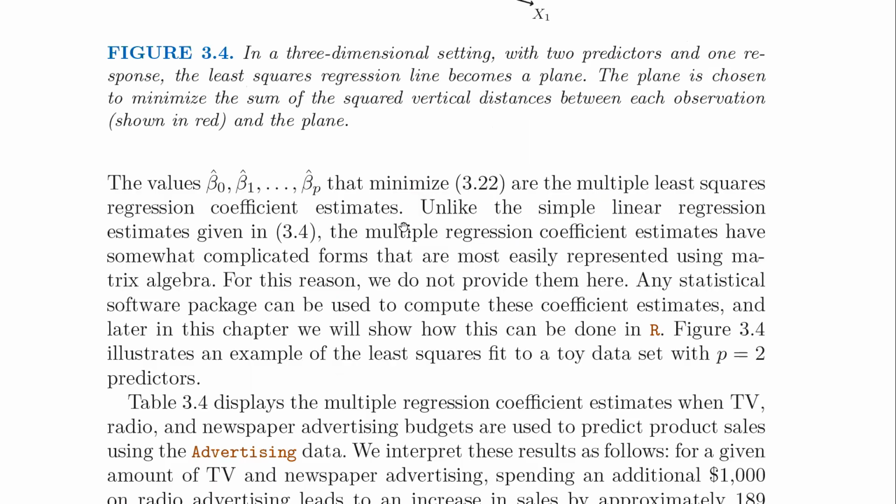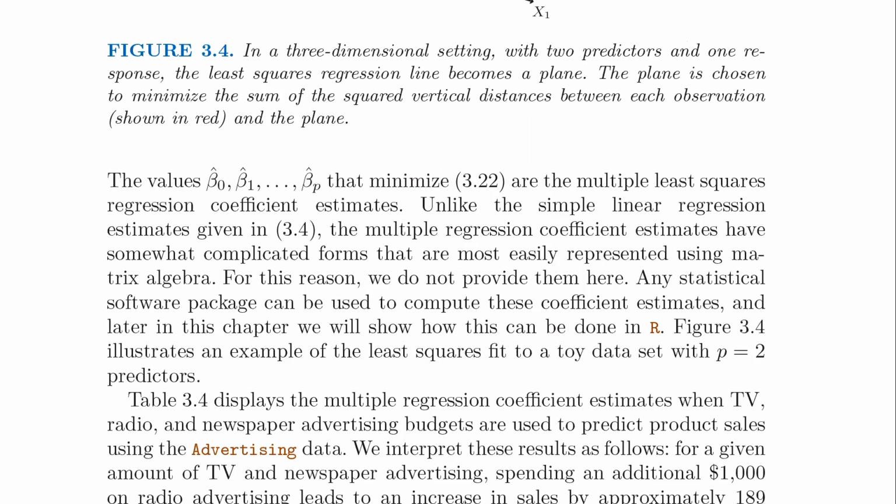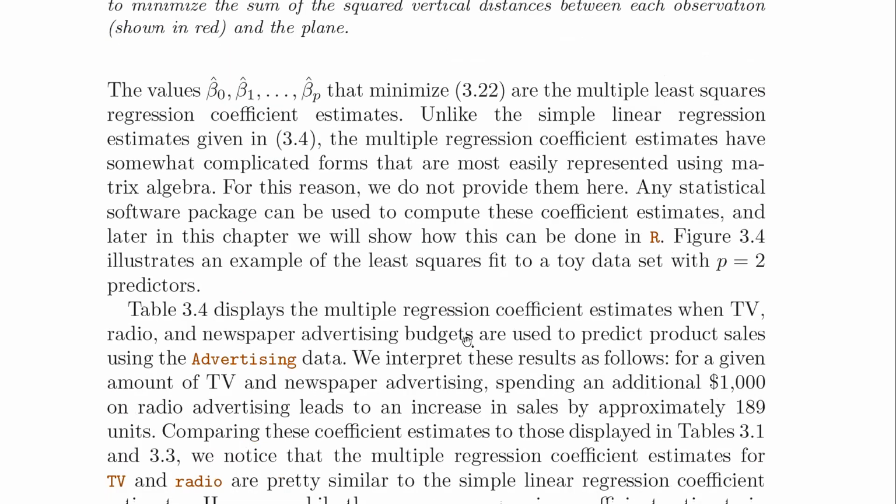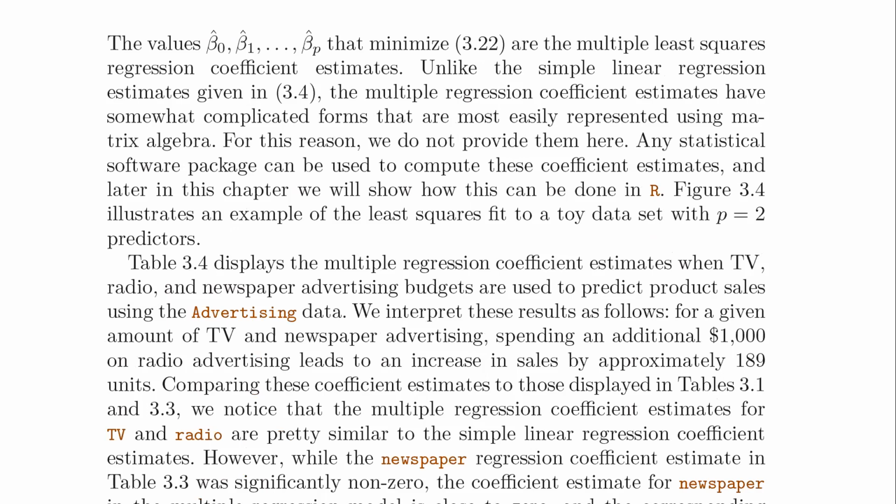In a three-dimensional setting, I'm reading the italicized text, with two predictors and one response, the least squares regression line becomes a plane. The plane is chosen to minimize the sum of the squared vertical distances. Those were our black arrows between each observation, shown in red, and the plane. The values beta naught hat until beta p hat that minimize the RSS are the multiple least squares regression coefficient estimates.